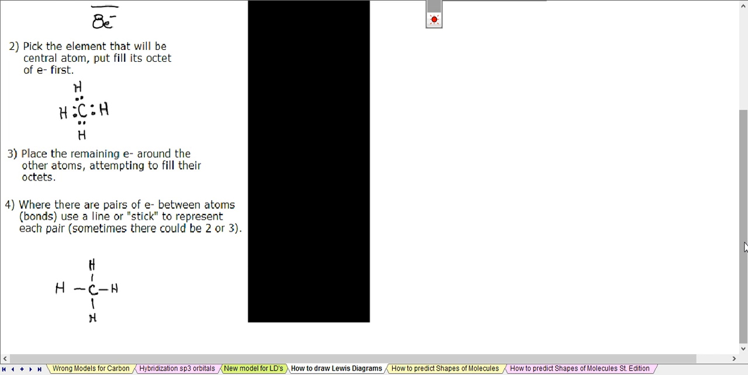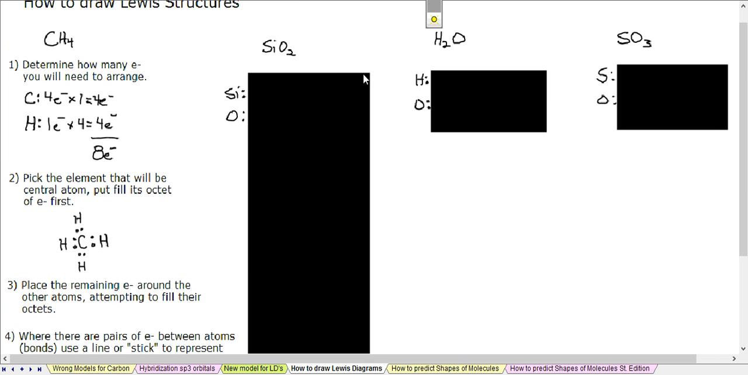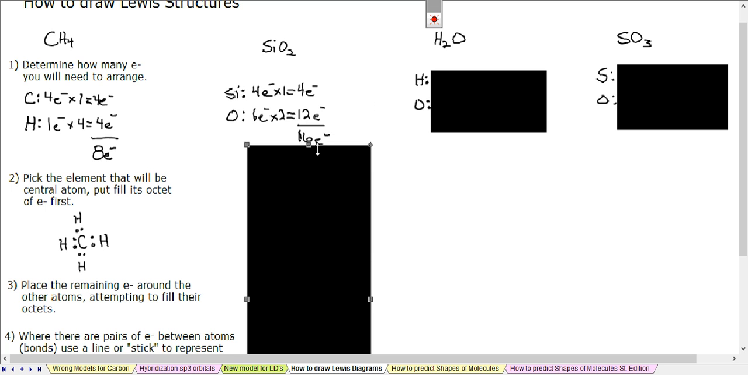We'll take a look at another example here, and this one is silicon dioxide. And what we'll do is we'll look at each stage quickly here. So our first stage, of course, is to determine the number of electrons that each element is giving up. So we have silicon, it's got 4 electrons in its outer valence, and only 1 atom of that, so a total of 4. Oxygen has 6 electrons in its outer valence. We have 2 of them, so it's going to donate 12 electrons. So now we've got 16 electrons to deal with.